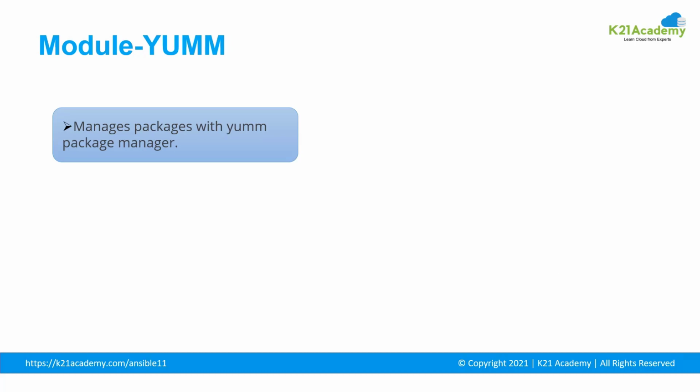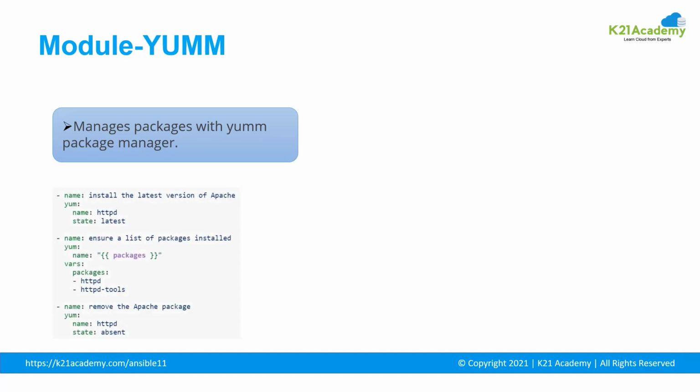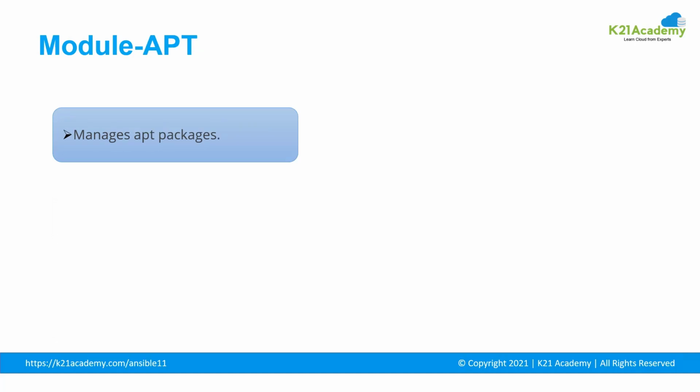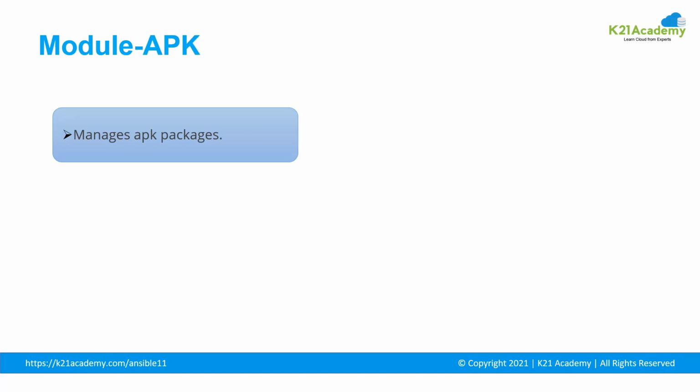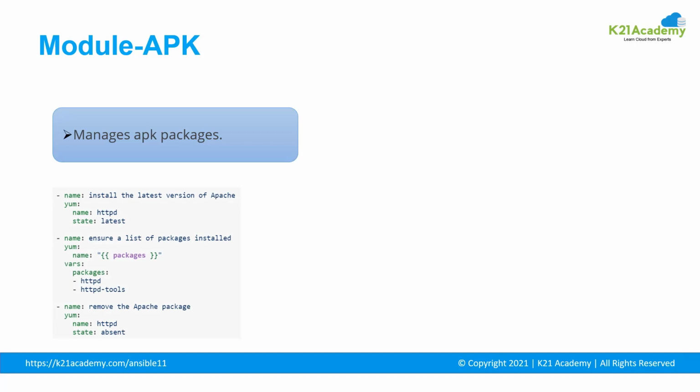This is the yum module. If your target server is a Linux machine, like any of the Red Hat flavored machines, you can use this yum module to install or uninstall particular packages. This is the apt module. If your target server belongs to Ubuntu, then you can use this apt module to install or uninstall certain packages. This is the apk module. If you want to install any APK related files, then you can use this apk module.